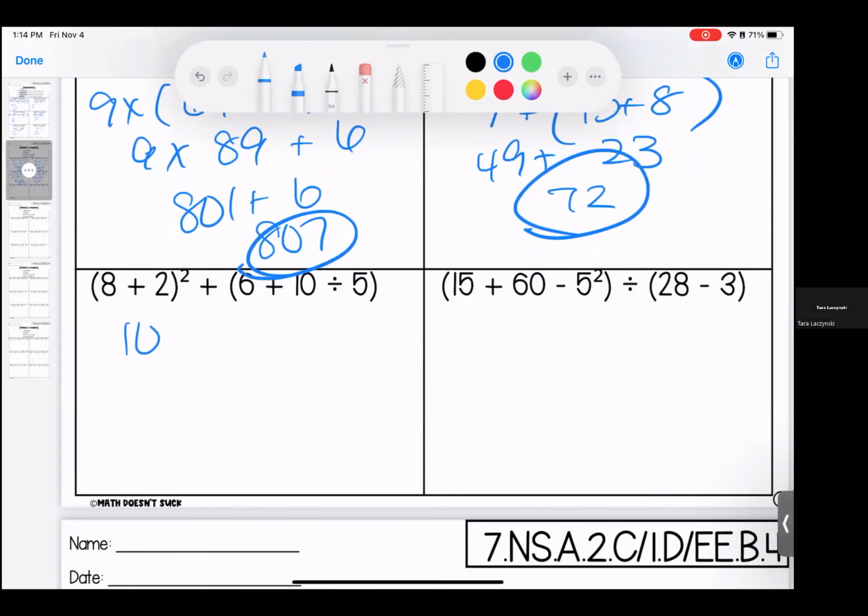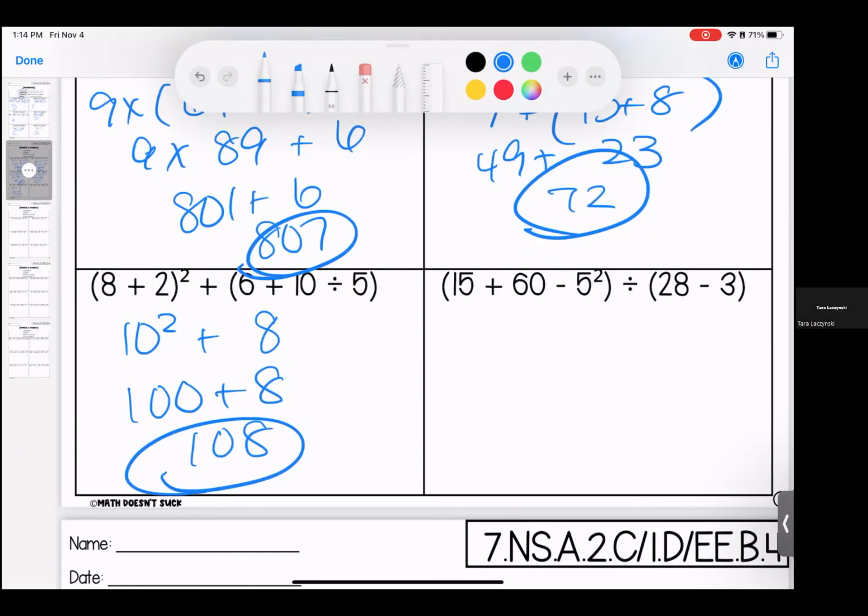8 plus 2 is 10. Bring your exponent. 10 divided by 5 is 2. 2 plus 6 is 8. 10 squared is 100. Add 8 is 108.